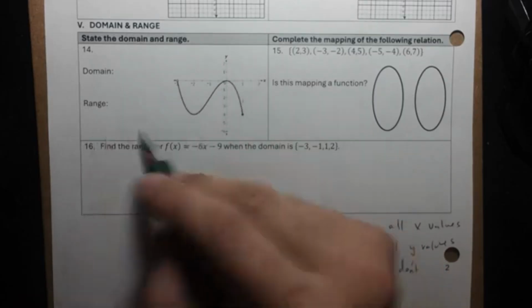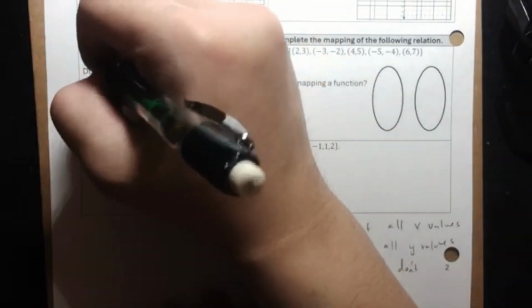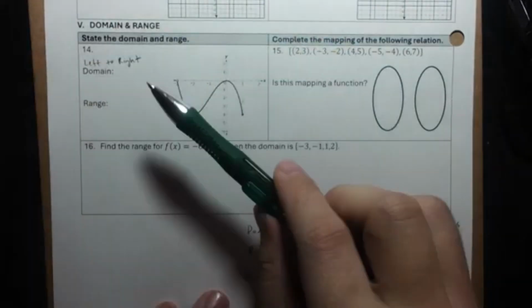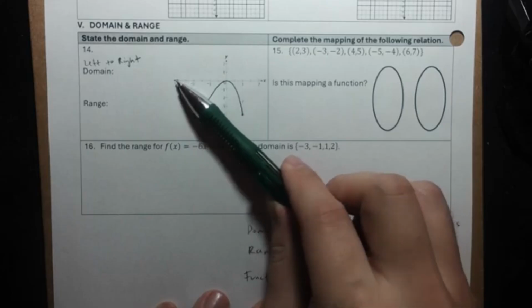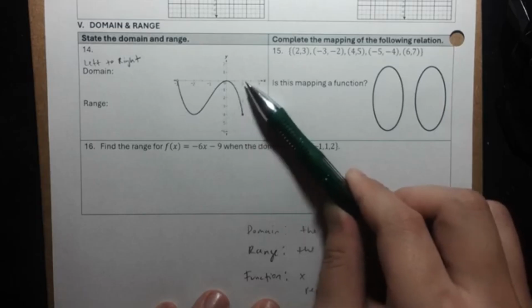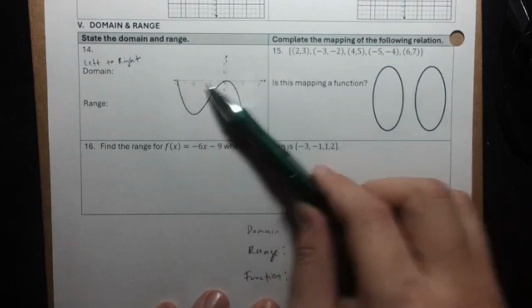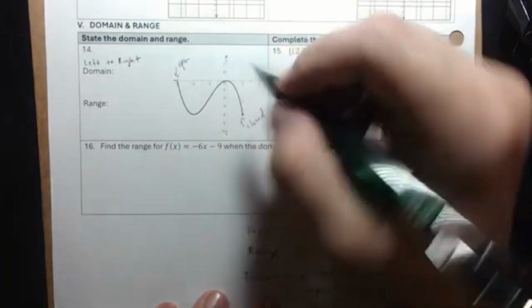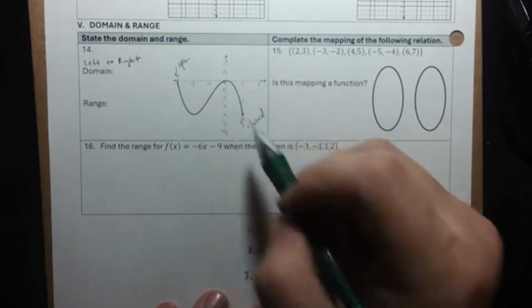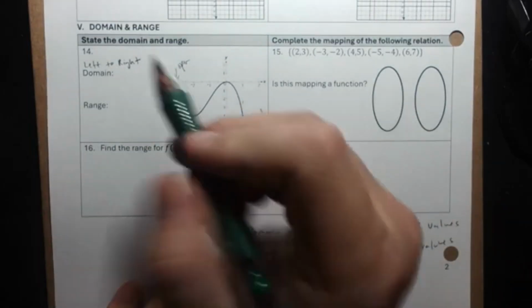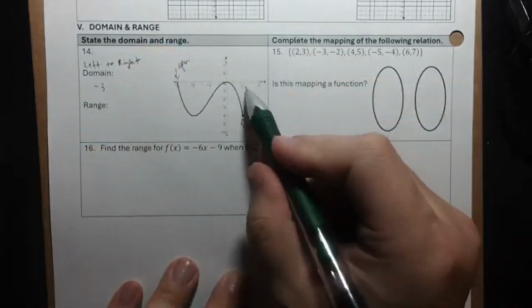And when we look at the domain, we always read from left to right. Okay, so it goes from -3 and then it ends at 1. And these are my x values here. But if we look very closely, this is an open dot and this is a closed dot. So those are important to know as we write our domain. So we're reading from left to right. We start at -3 and we end at 1.